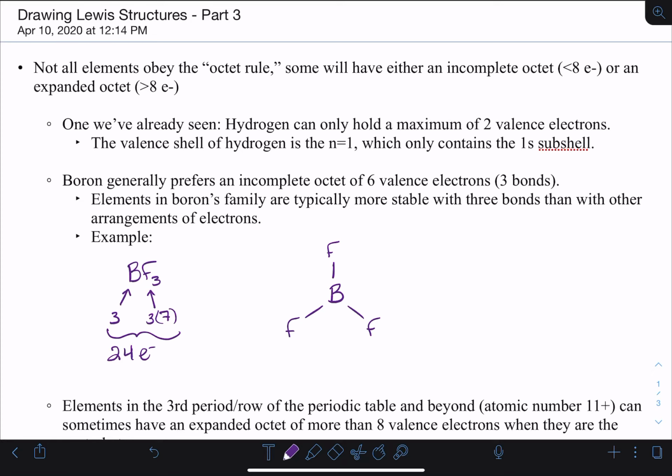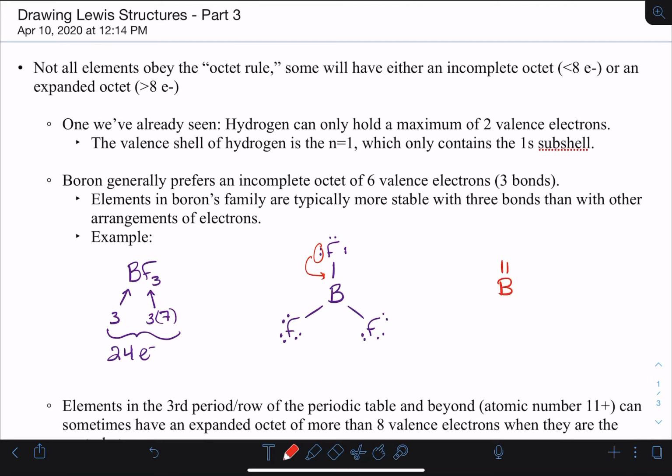Next, we fill up the valence shells of our fluorines with lone pairs, and that takes care of all 24 of our electrons. Now with this structure, if I had asked you to draw this yesterday, what I hope you would have done is look at this and say, boron has an incomplete octet. I should create a double bond.